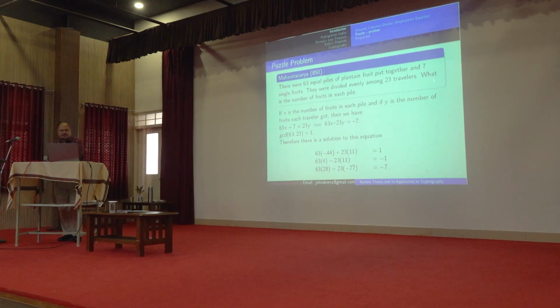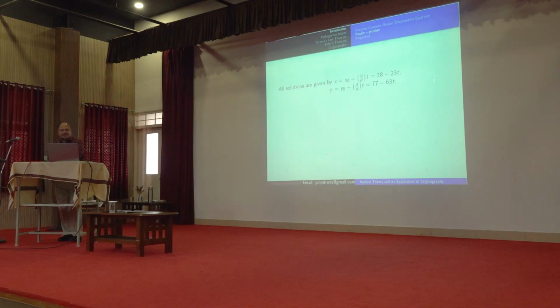One solution. And then you can find the other solutions using this equation, x naught plus b by d times t. B is minus 23, so 28 minus 23t and y naught minus a by d times t, that is 77 minus 63t, where t varies over Z. You can take any integer and substitute, you can get solutions.